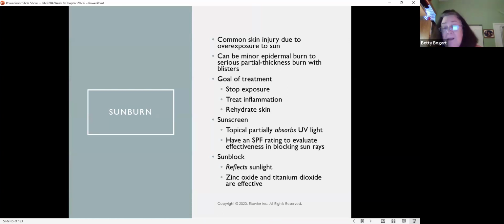So sunburn. I live in South Florida, and it's one thing that we really have to pay attention to. We know that skin can be injured, and it can be just to be sunburned, okay? So our goal is to keep good suntan lotion on them, to reapply it, and to not have them in the sun too long a time. Get them under some sort of shade. So the goal is to stop the exposure with sunburn, treat inflammation, rehydrate skin.